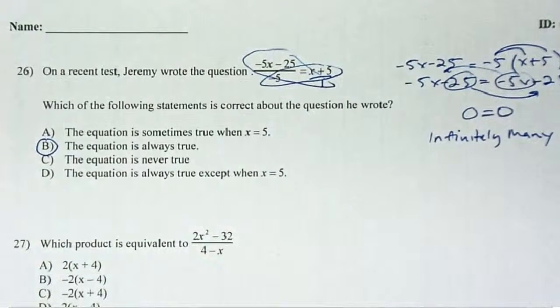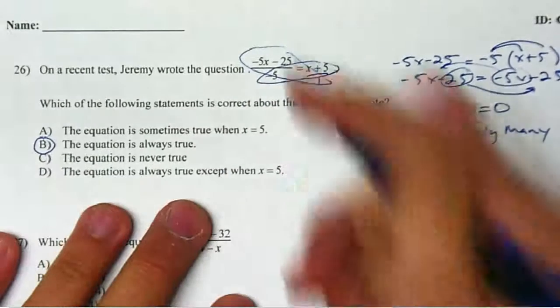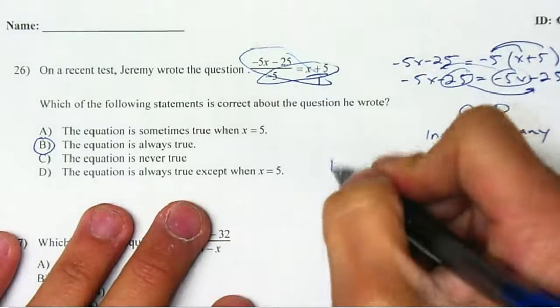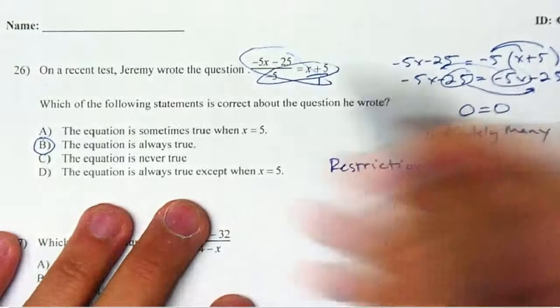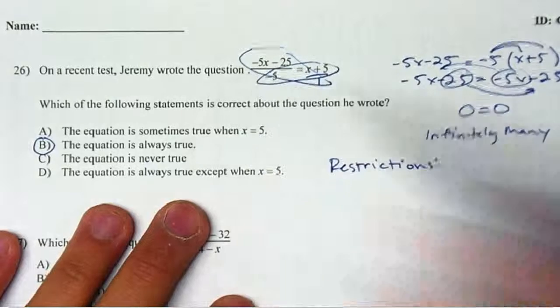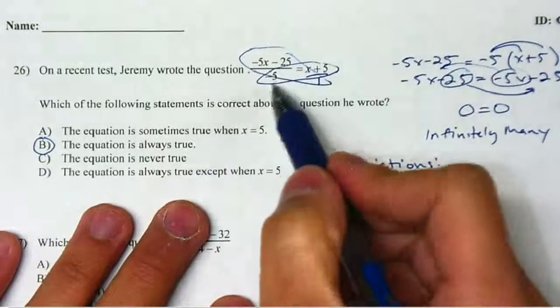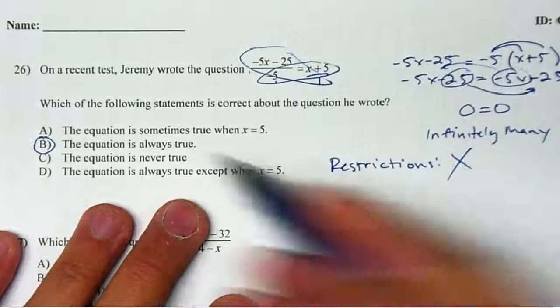However, sometimes we have to be careful whenever we're looking at this because we sometimes have restrictions. Now, this is one of the cases where there is no restrictions, right? Because there is no number for x on the bottom. Since there's no x in the denominator, there's no x that's going to make it 0. It's always going to be negative 5 on the bottom. So since we have no restrictions, then it's always true.